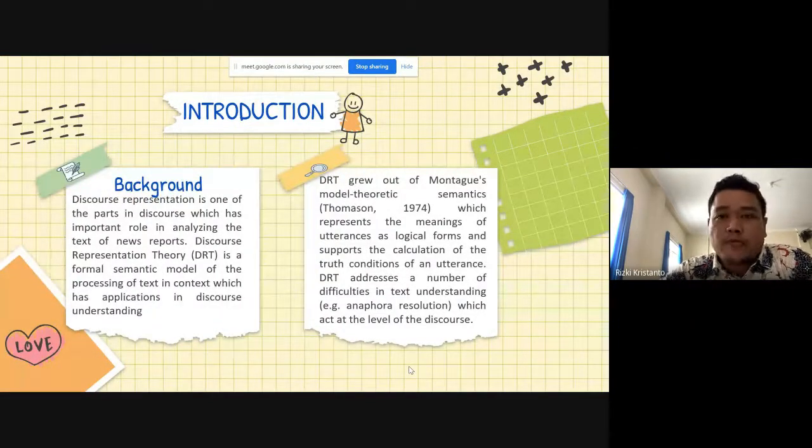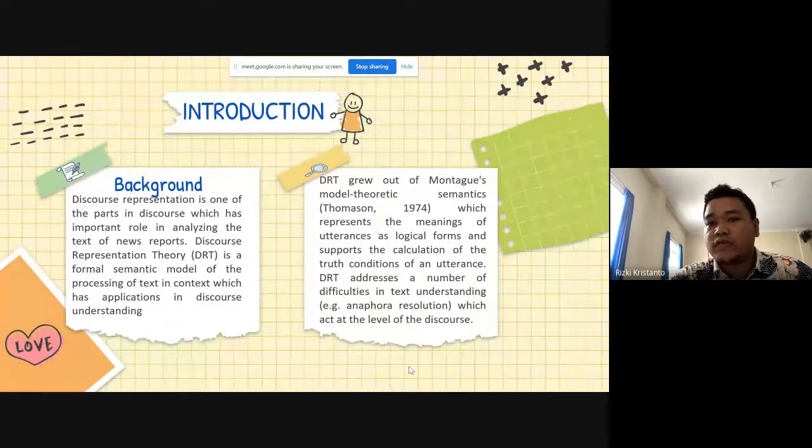So we can start from the basic thing, which is the introduction. From the background of this article, discourse representation is one of the parts in discourse which has an important role in analyzing the text of news reports. Discourse representation theory, or DRT, is a formal semantic model of the processing of text in context which has applications in discourse understanding. DRT grew out of Montague's model theoretic semantics from Thomason in 1974, which represents the meaning of utterance as logical forms and supports the calculation of the truth condition of an utterance.